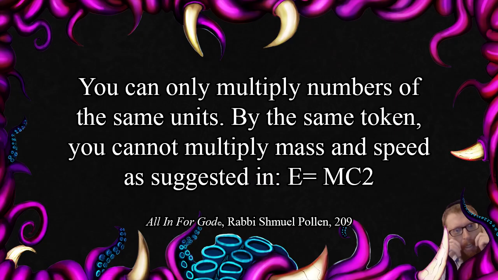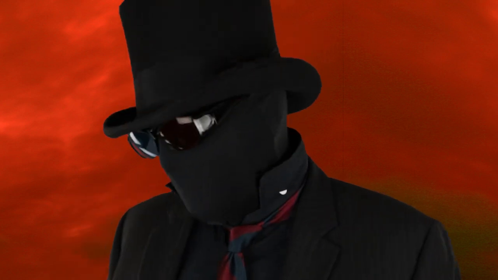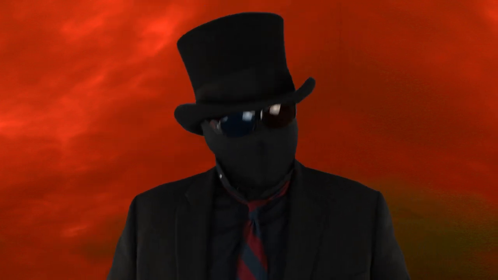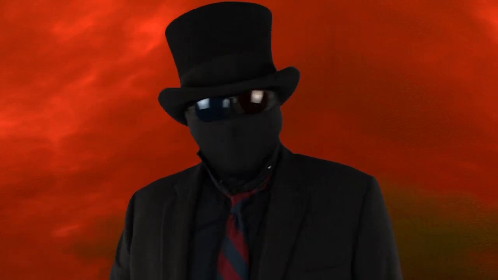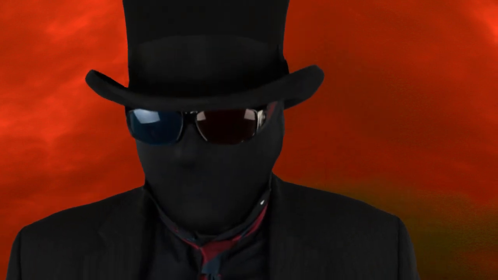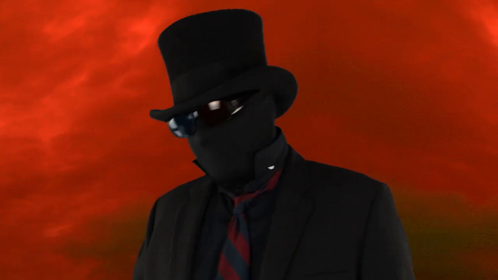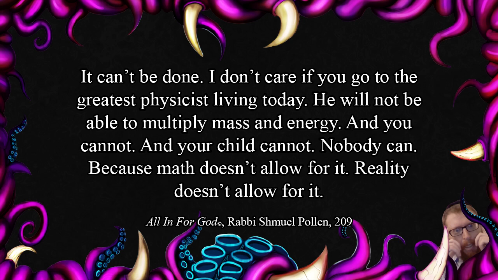It's weird. You can only multiply numbers of the same units. By the same token, you cannot multiply mass and speed as suggested in E equals mc2. E equals mc squared doesn't involve multiplying mass times speed. It involves multiplying mass by the square of speed, and that's critical. Mass times the speed of light times 2 would give you incoherent results. It would not give you units of energy. But mass times the speed of light squared does. But anyway, of course you can multiply mass and speed. It's called momentum.